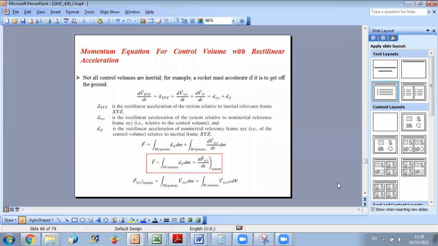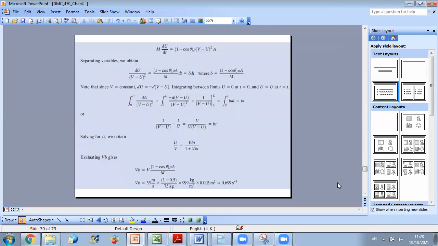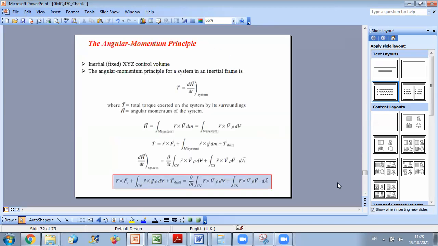In this part, I will show you from the slides which parts are included and which are not. Motion with acceleration is not included in the program. So we will now just go over the angular momentum principle.